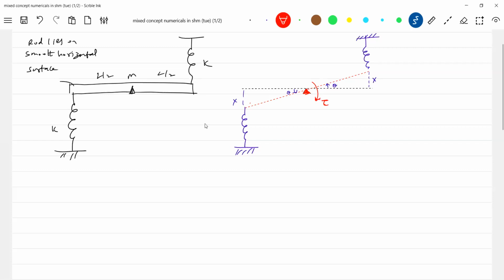Okay, fine. Now, what is the spring force? Both the springs got compressed. So how does the spring force act? Spring force will act in this direction.